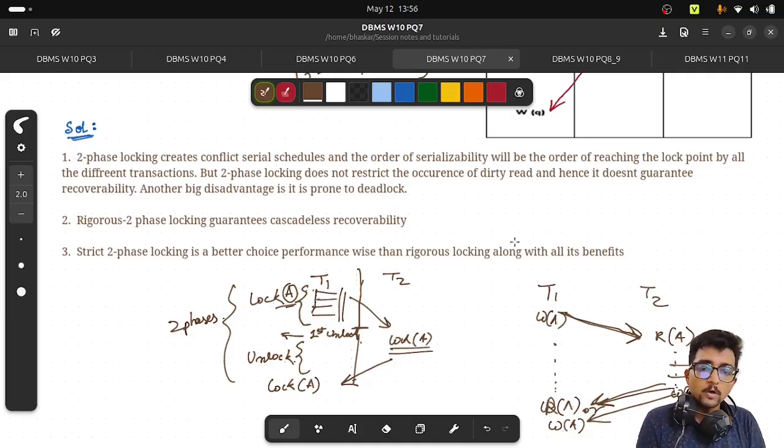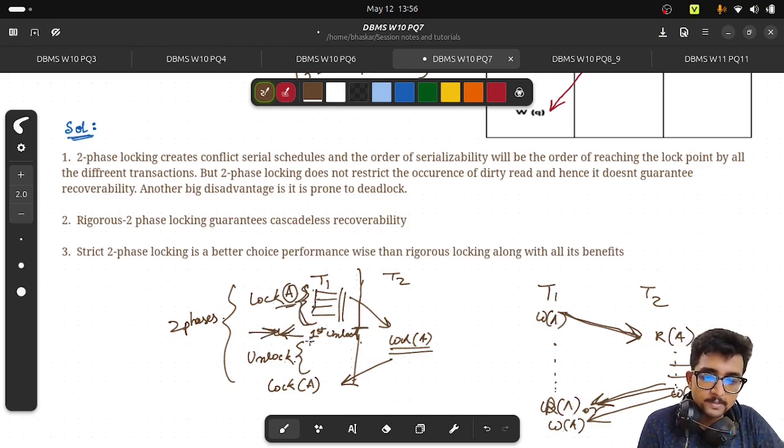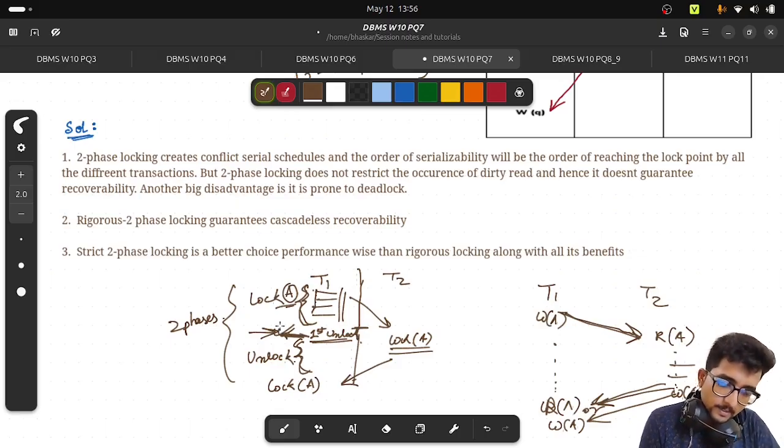So lock point means this point, the first unlock. So in this transaction T1, this is our lock point. We will have a locking phase, followed by a first unlock and then the unlocking phase. This first unlock is basically called the lock point. So let's say a schedule has 3 transactions; whichever transaction in the schedule reaches the lock point first, that will be in the first position of the serial order.